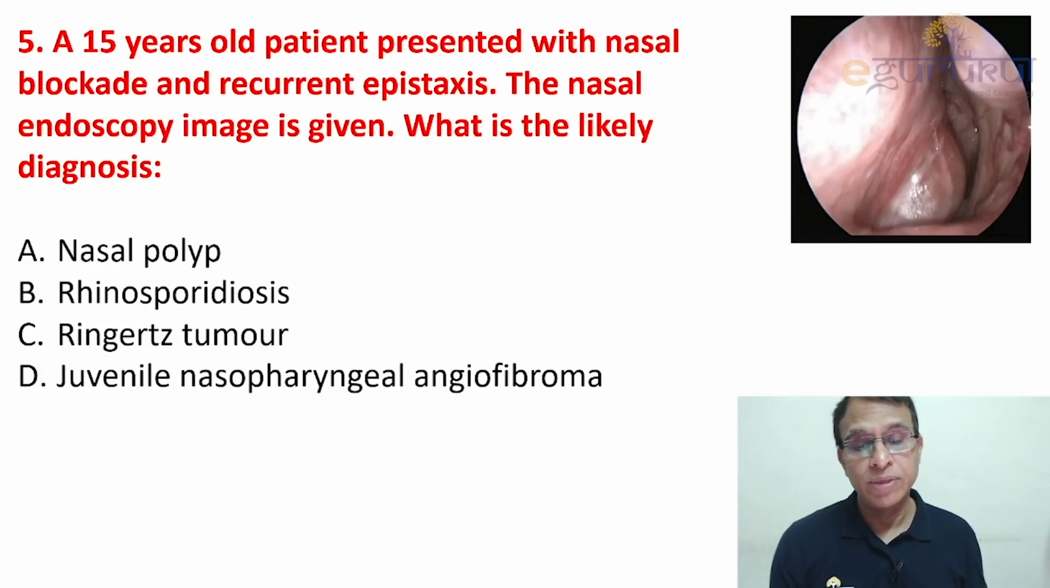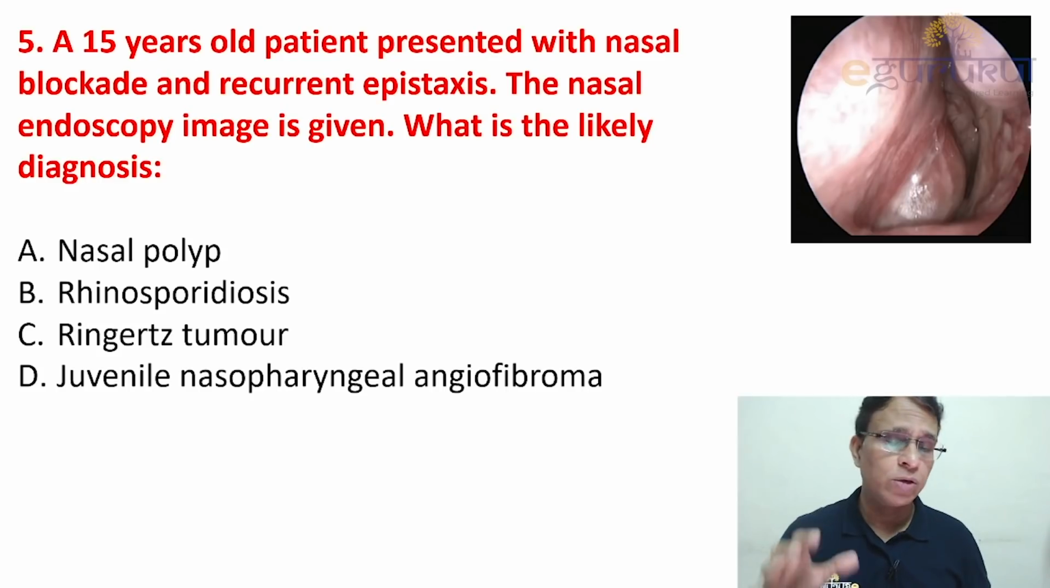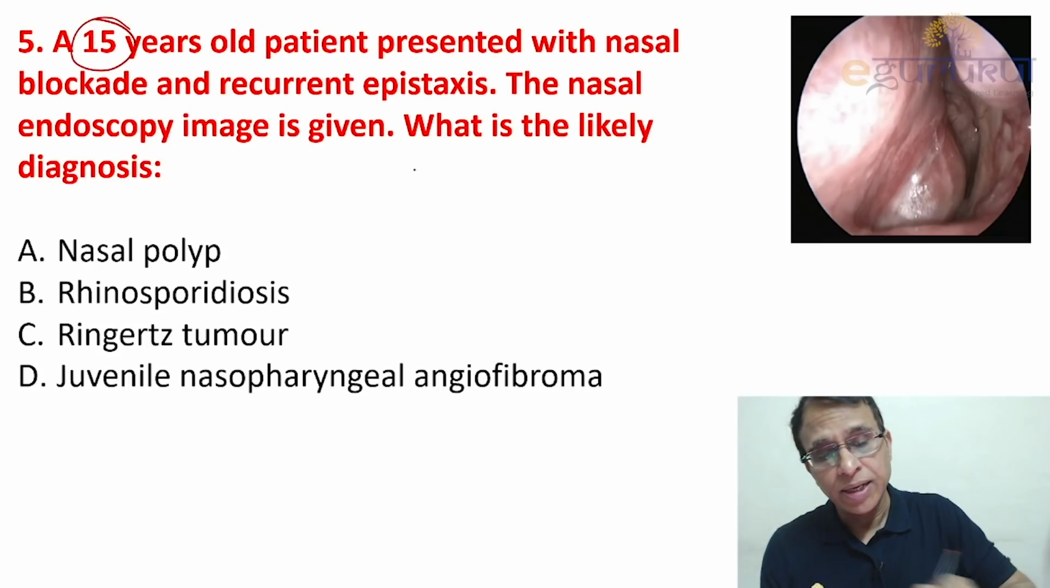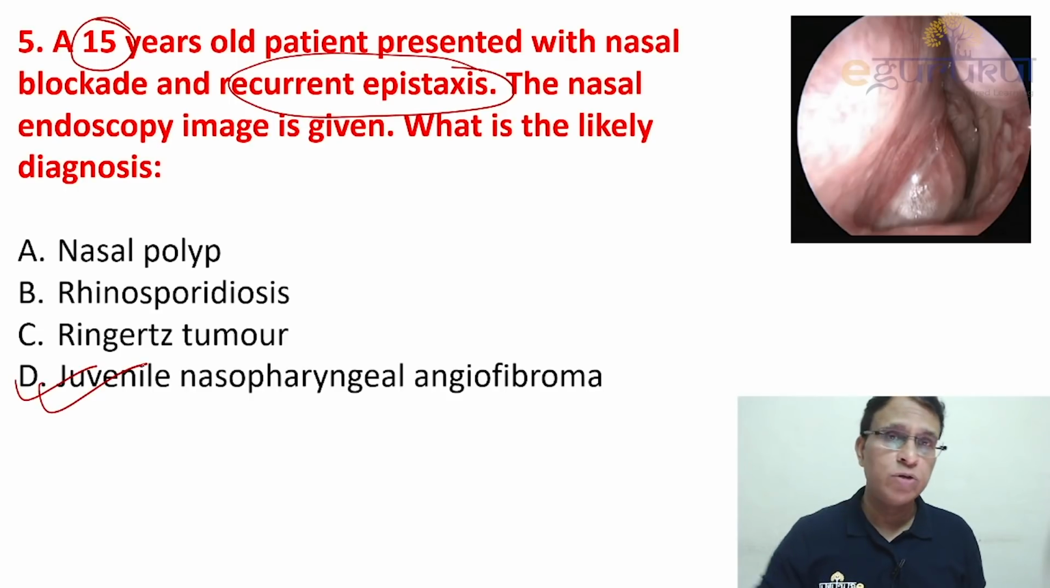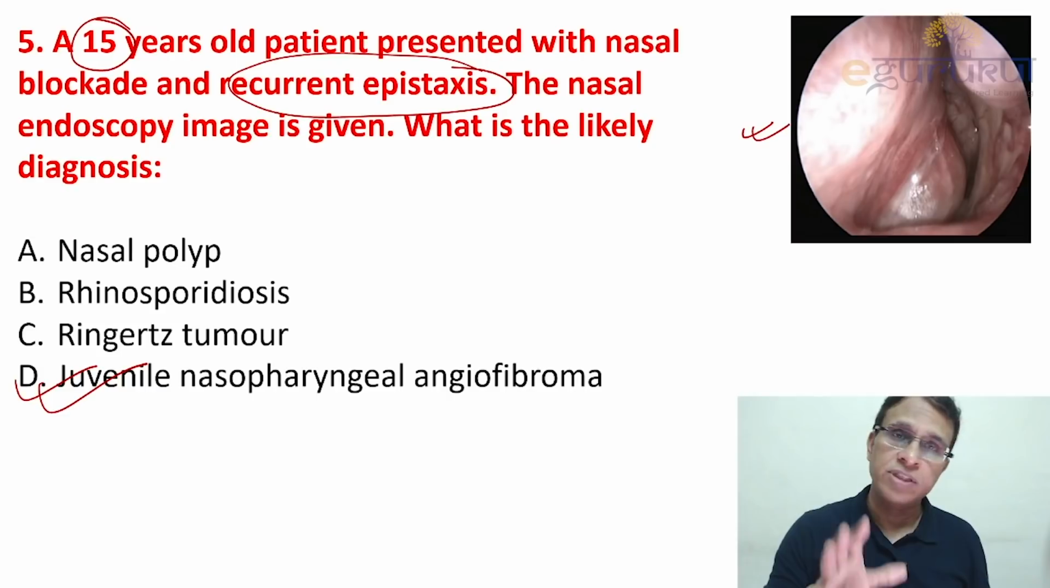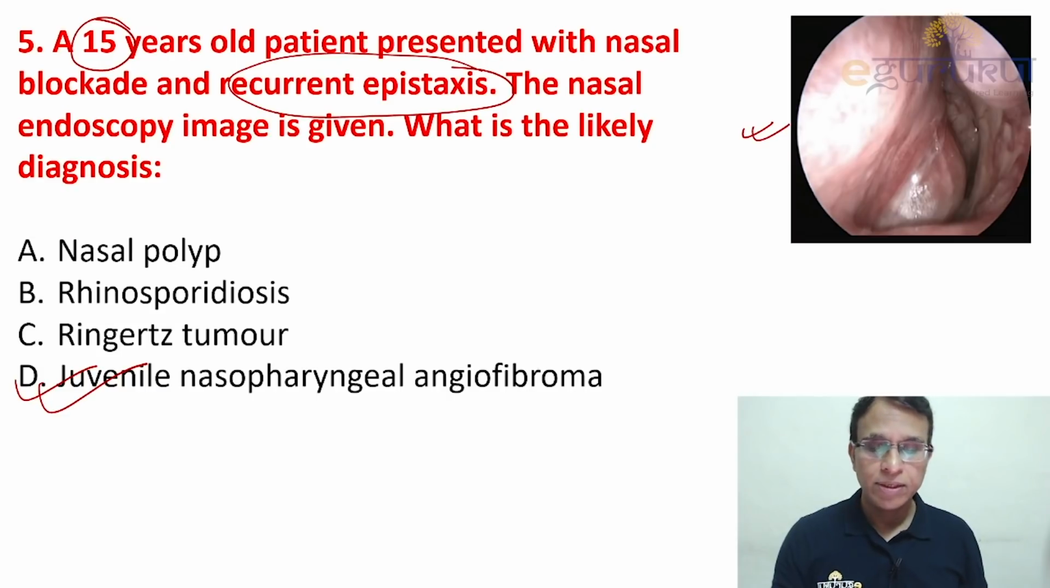Next one. A 15-year-old presented with nasal blockade and recurrent epistaxis. The nasal endoscopy image is given. What is the likely diagnosis? I don't think anybody will have to look at the image. Just by looking at the age of the patient and recurrent epistaxis, straight away everybody knows that's juvenile nasopharyngeal angiofibroma. Anybody who has studied ENT from any source will know straight away this is the right answer. The image is just to assist. There is nothing in the image actually. The question itself is sufficient to reach the diagnosis, right? A juvenile male with epistaxis.